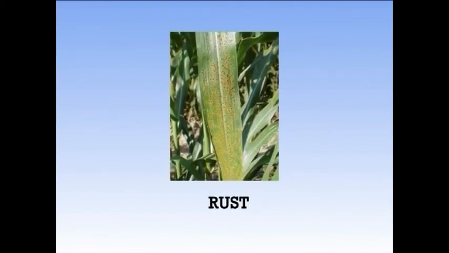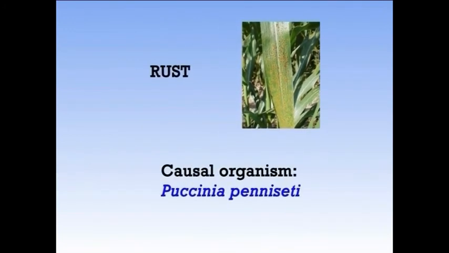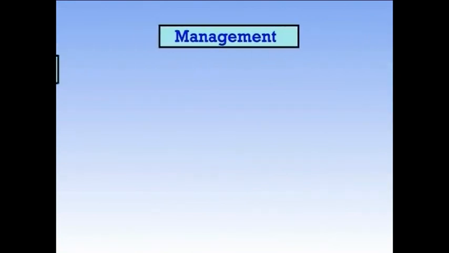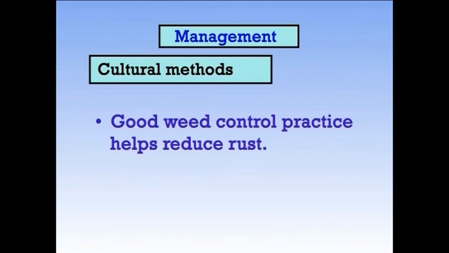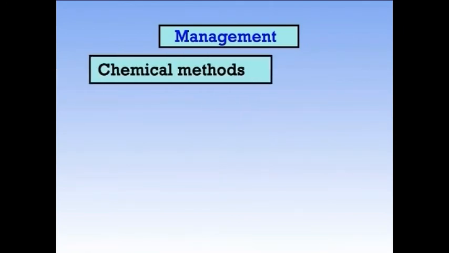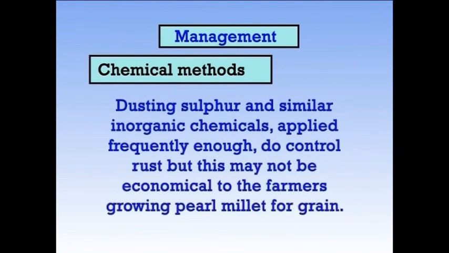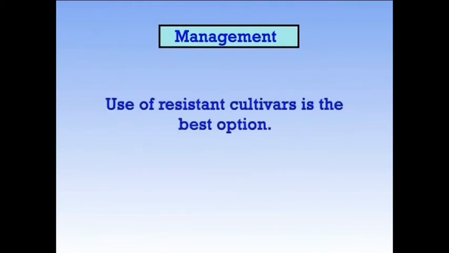Next is about the rust disease, whose causal organism is Puccinia penniseti. Cultural management methods include good weed control practice to help reduce rust. Chemically, this can be managed by dusting sulfur and similar inorganic chemicals applied frequently enough to control rust, but this may not be economical to the farmers growing pearl millet for grain. Use of resistant cultivar is the best option.